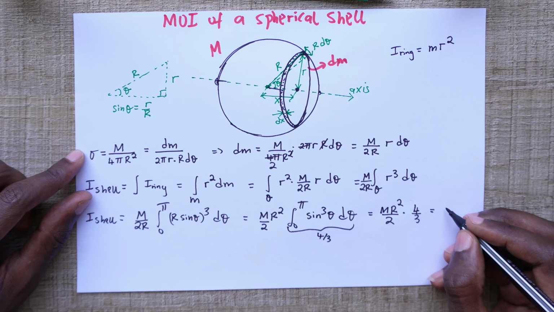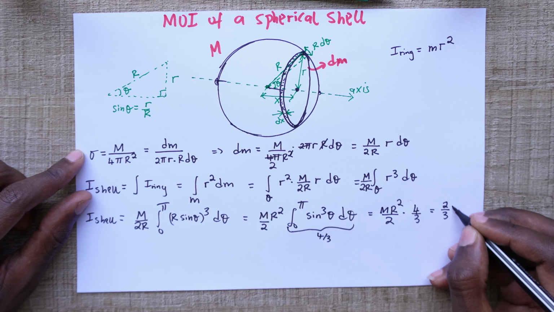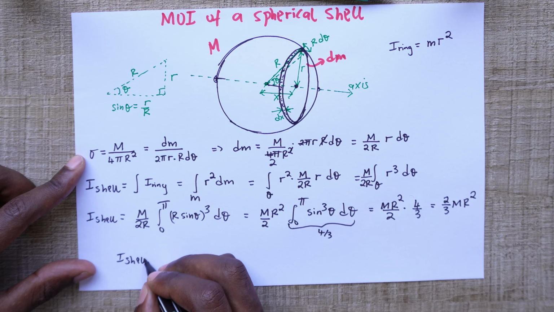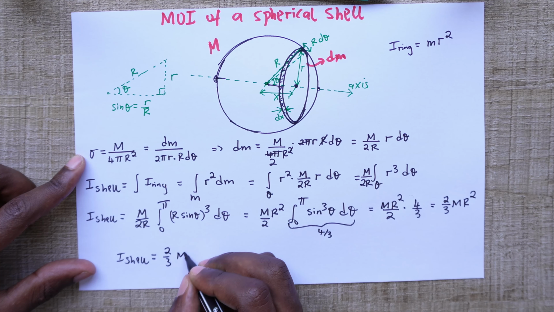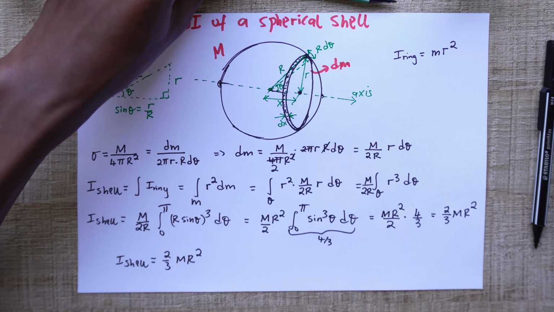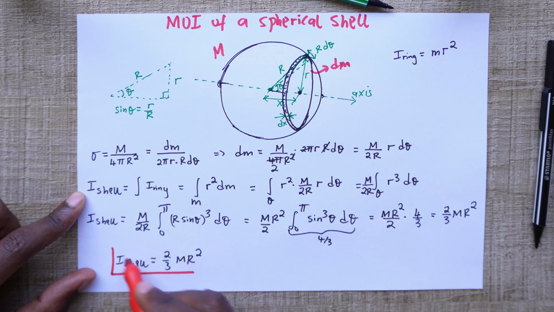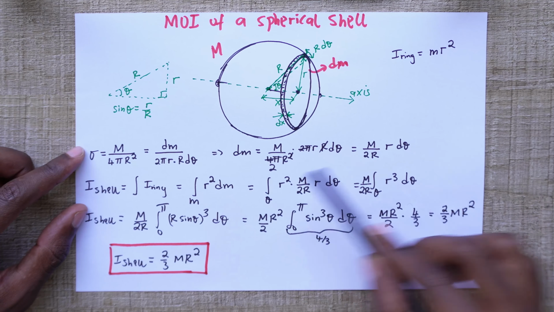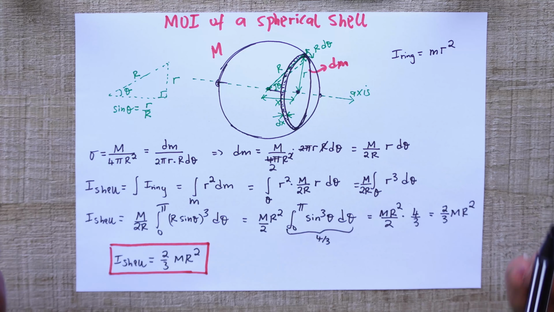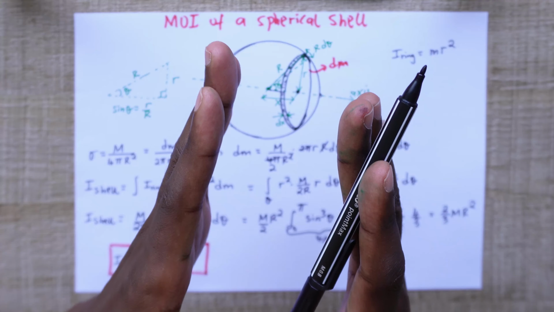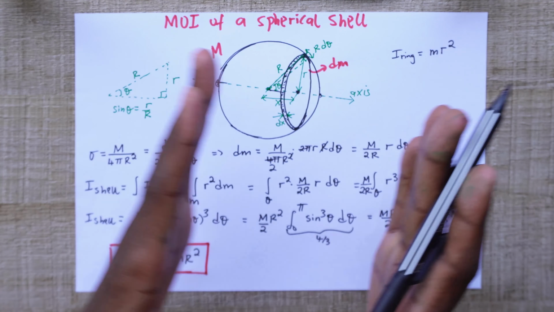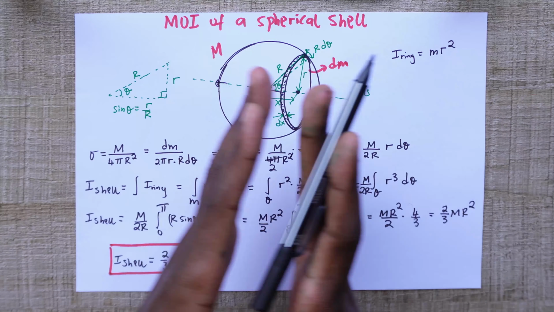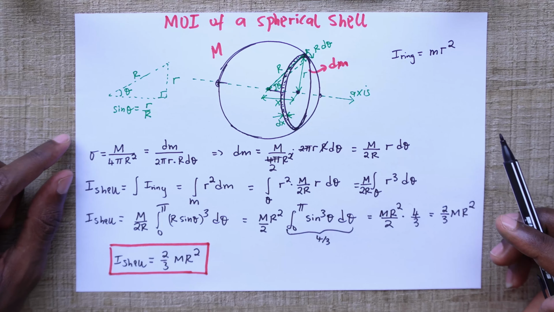So if we simplify that, we are going to have 2 over 3 M R squared. So I of the shell is 2/3 M R squared. And this is the moment of inertia of a shell about an axis passing through its center. Okay, hope that's clear. The derivation is really not difficult. You just need to understand how to properly select your element and then integrate by choosing the appropriate variable and the appropriate bounds to generate the whole structure, in this case of the shell.